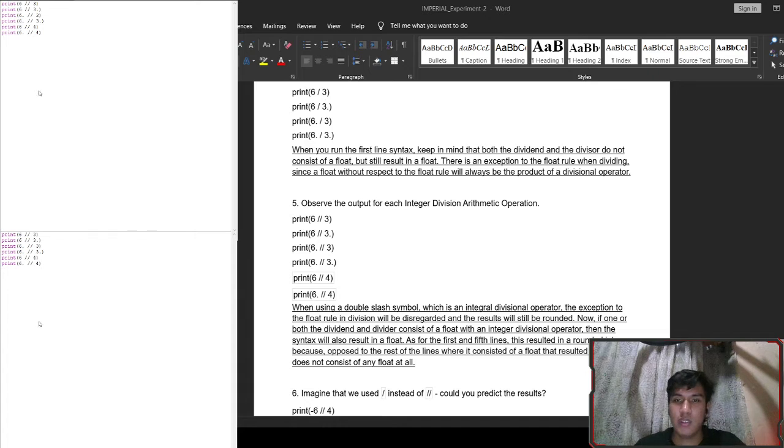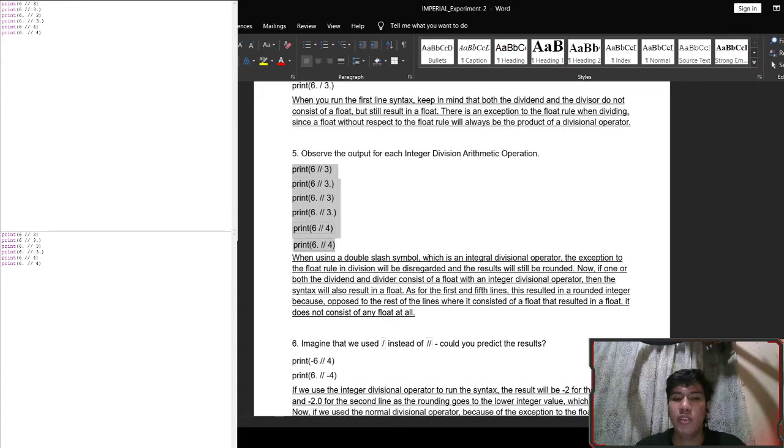So let's try this, guys. Okay, we got 2, 2.0, 2.0, 2.0, then 1 and 1.0. When using a double slash symbol, which is an integral divisional operator, keep in mind that when using a double slash, it means you are using an integral division operator. The exception to the float rule in division will be disregarded and the result will still be rounded.